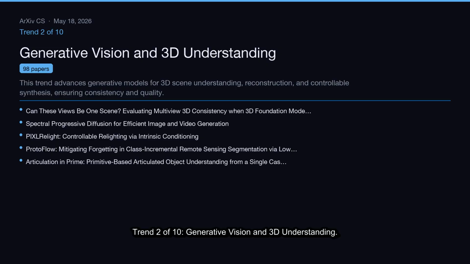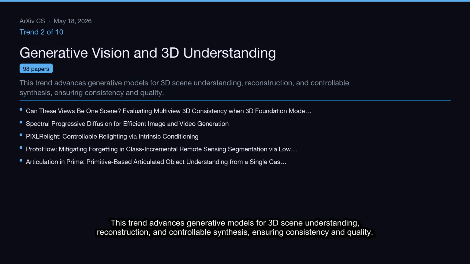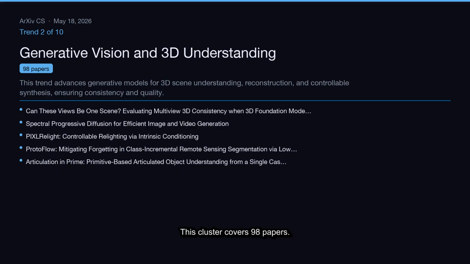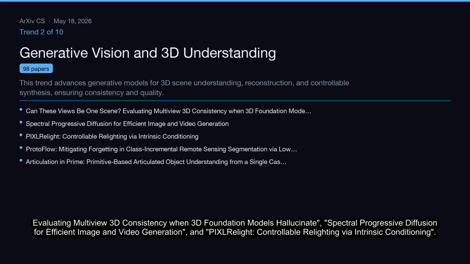Trend 2 of 10, Generative Vision and 3D Understanding. This trend advances generative models for 3D scene understanding, reconstruction, and controllable synthesis, ensuring consistency and quality. This cluster covers 98 papers. Representative work includes Can These Views Be One Scene? Evaluating multi-view 3D consistency when 3D foundation models hallucinate. Spectral progressive diffusion for efficient image and video generation. And PXL relight, controllable relighting via intrinsic conditioning.